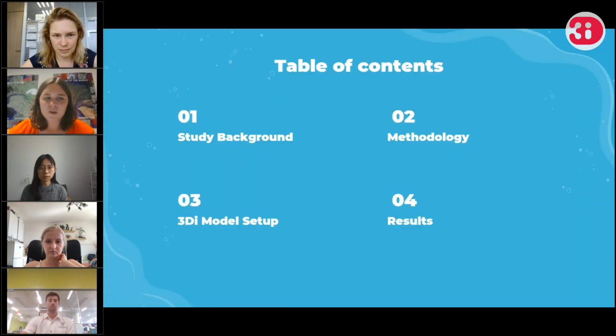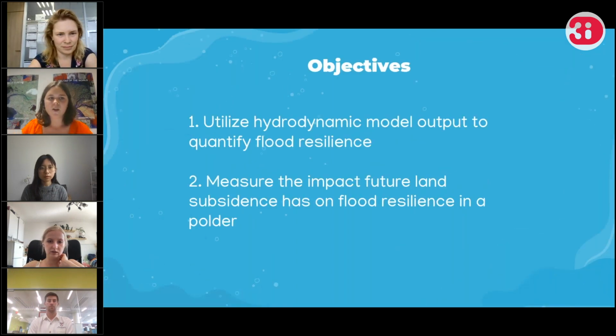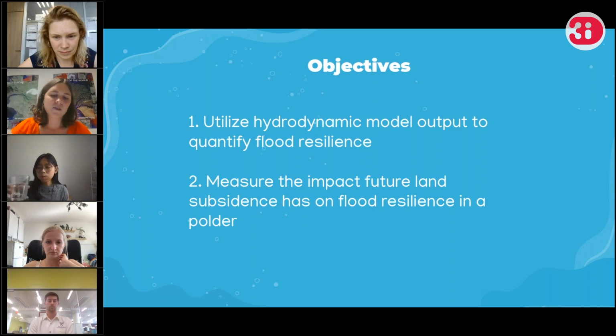So my talk will be broken down into 4 parts. First, I'll go into the background of my study and my main goals, and then I'll dive into my methodology. Next, I'll talk about my 3Di model setup. And finally, I'll discuss some preliminary results I found. So a little bit of background. The goal of my project was to utilize a hydrodynamic model, this being 3Di, to utilize the output to quantify flood resilience, and then to measure the impact of future land subsidence on flood resilience in a polder.